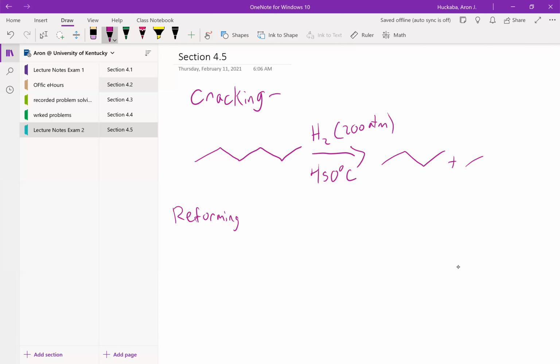And so when they do this reforming, they get chemicals such as benzene, which is a very important one as a chemical, and they get several others like it. But that's mostly all there is to gain from section 4.5.